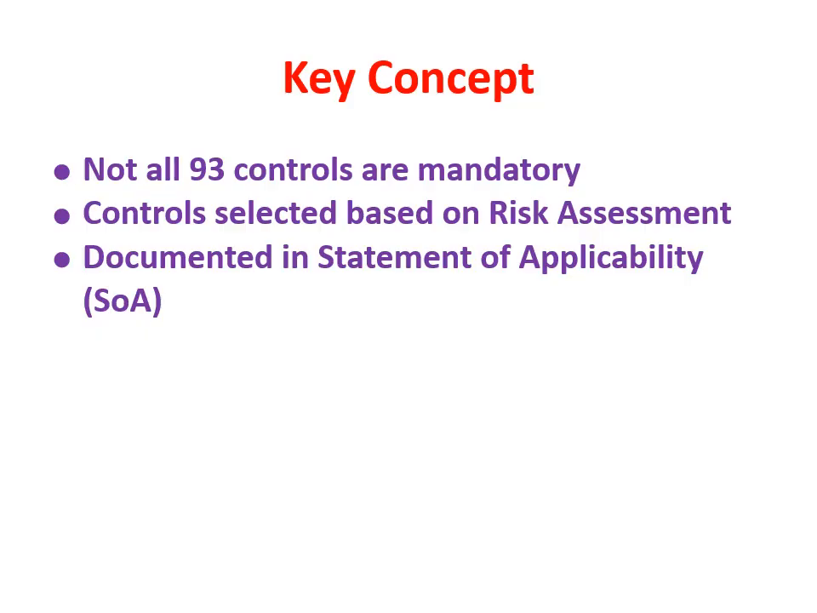Important concept about Annex A controls. One important point to understand is that not all 93 Annex A controls are mandatory. Controls are selected based on risk assessment results, business requirements, legal and contractual obligations, organizational context. Selected controls and their justification are documented in the Statement of Applicability. This demonstrates the risk-based nature of ISO/IEC 27001.